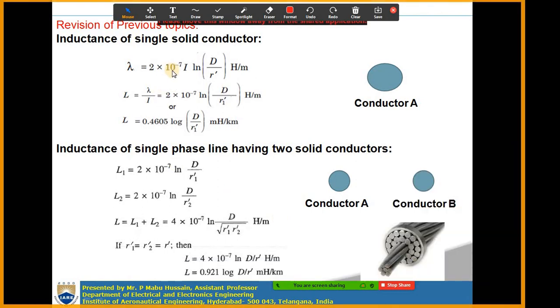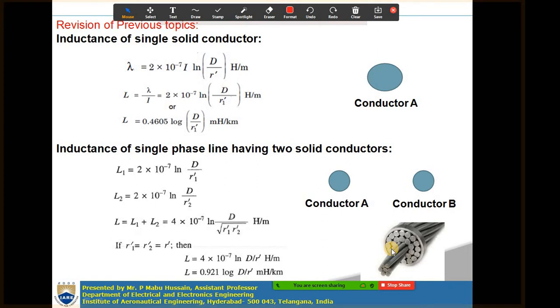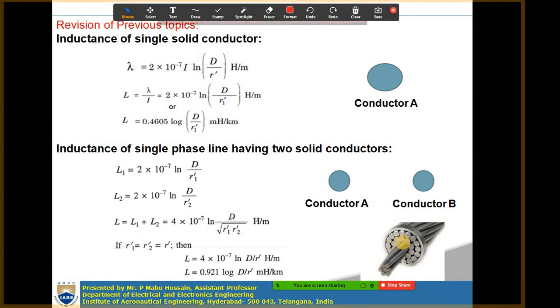Right. So, till now we discussed a single solid conductor and a single phase line which has two solid conductors. But in general, in a transmission system you will not use solid conductors, you will use stranded conductors. Like this picture, the actual conductors in a transmission system will have strands.